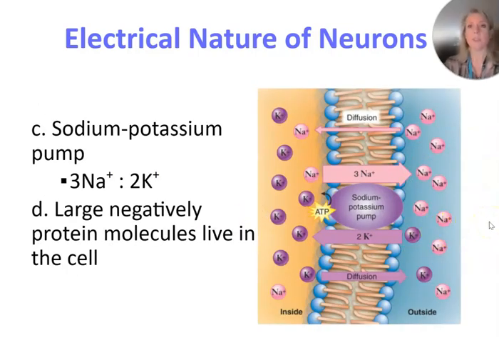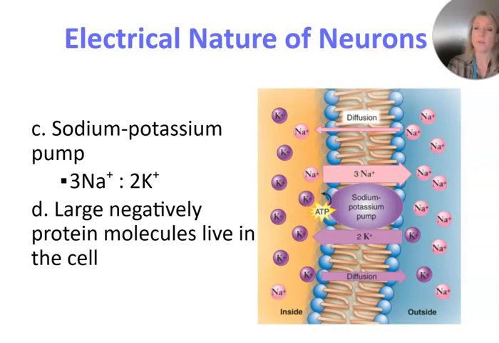Letter C is the sodium-potassium pump, and this is an ATP-driven process where ATP has to bind to a protein in the cell membrane, and the protein is going to pump 3 sodium out of the cell and 2 potassium back into the cell. Now, why does this require ATP? Because it is pushing these ions against their gradient.